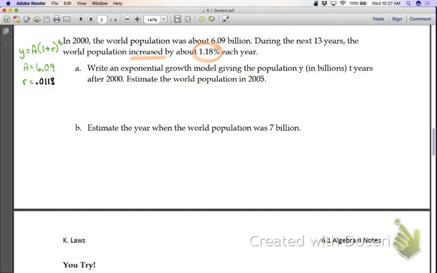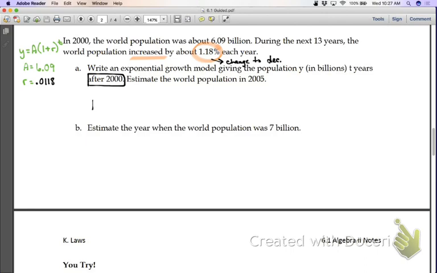0.0118. Make sure whenever it's given to you as a percent, we have to change it to a decimal. Honestly, that's going to be the biggest mistake if any gets made. So we're just writing the model. We're not solving anything, not yet. Now, it does tell us in t number of years after 2000. So that's going to be key as far as how we write this.